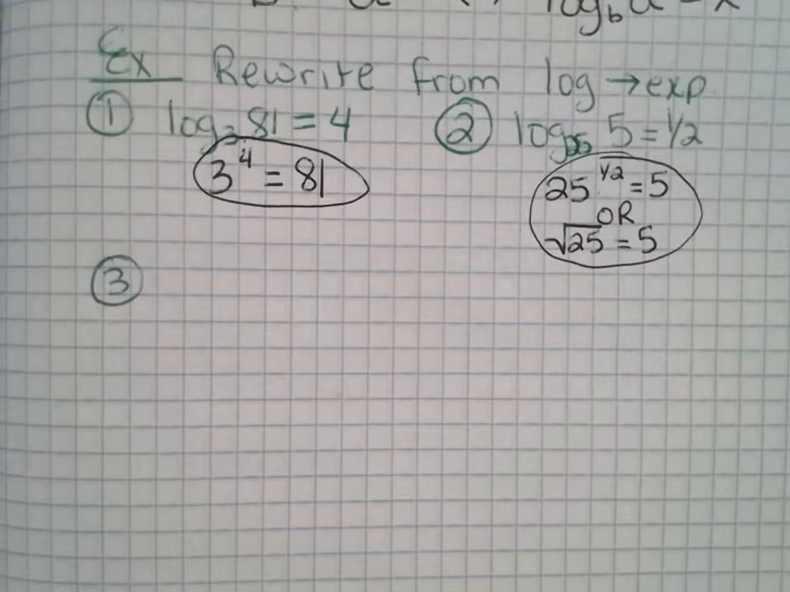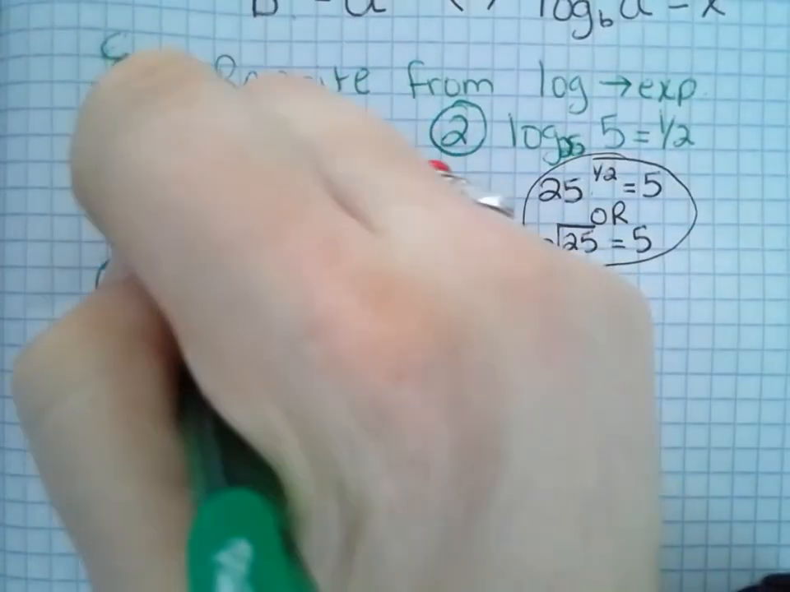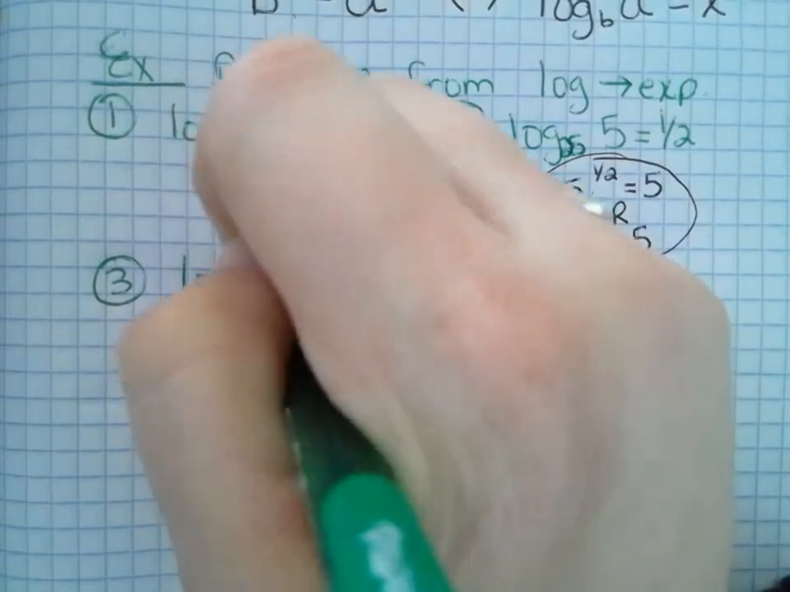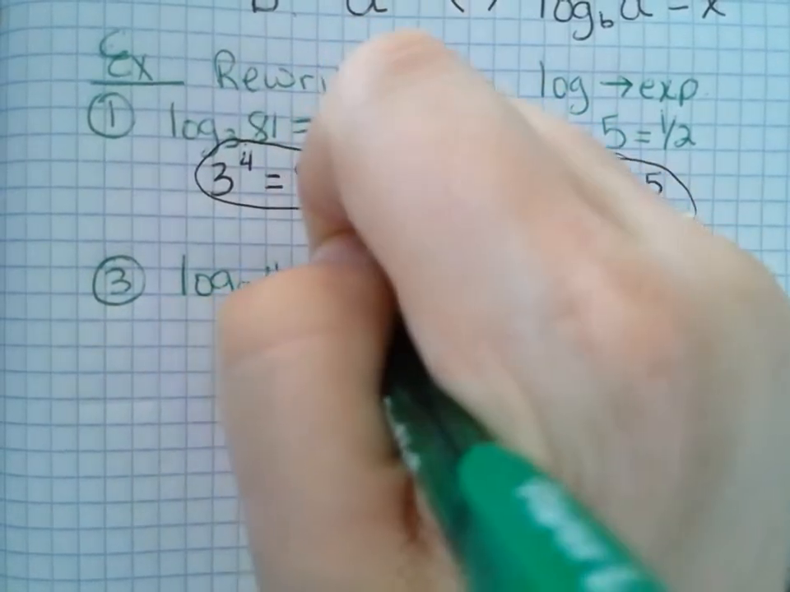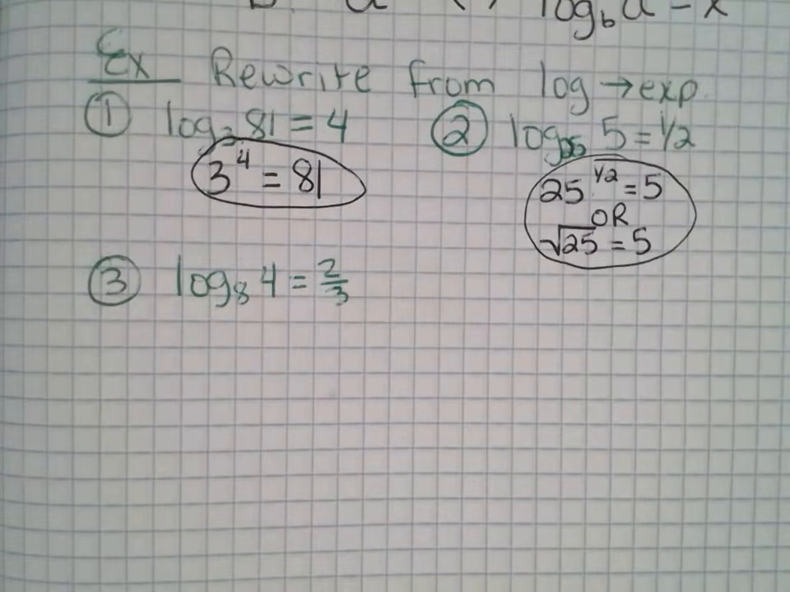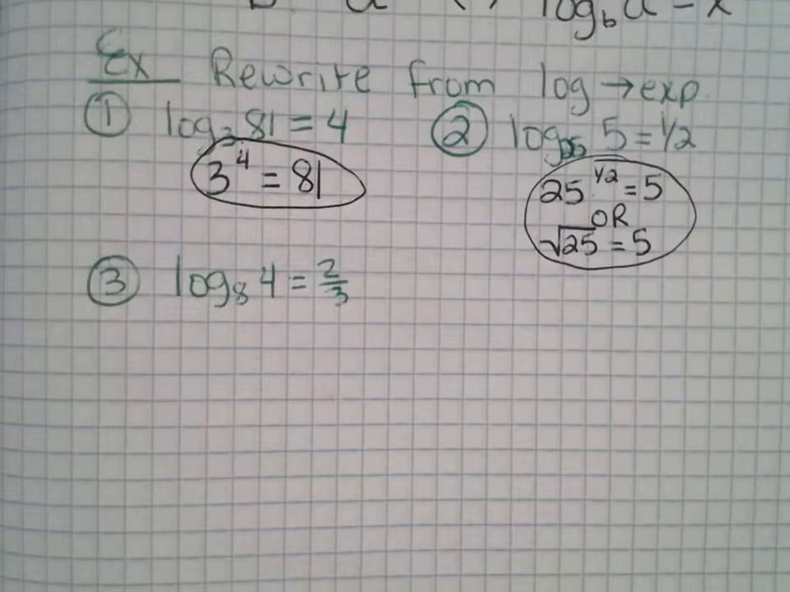Okay, here we go. This is all you. Log base 8 of 4 equals 2/3. Log base 8 of 4 equals 2/3. You're just rewriting it.